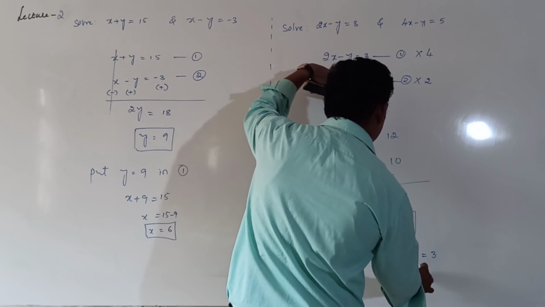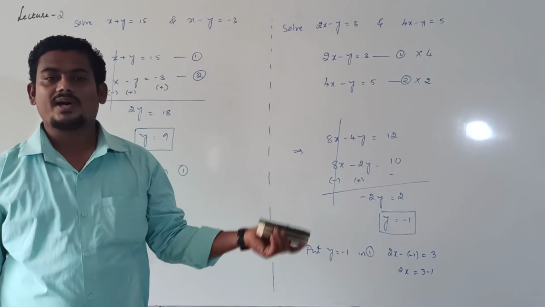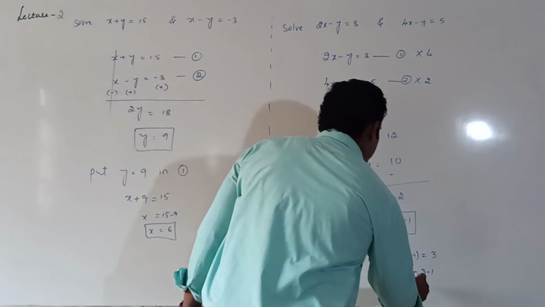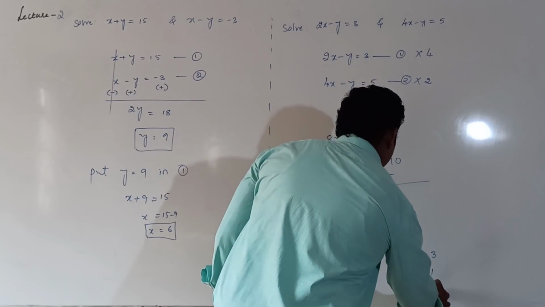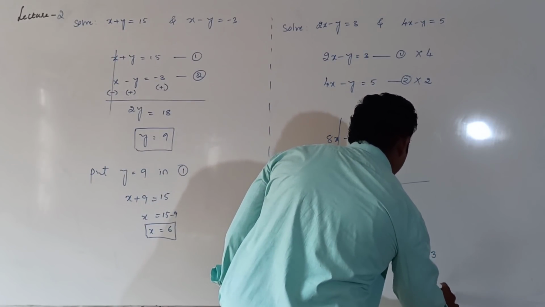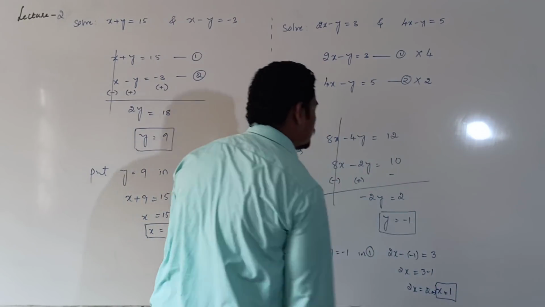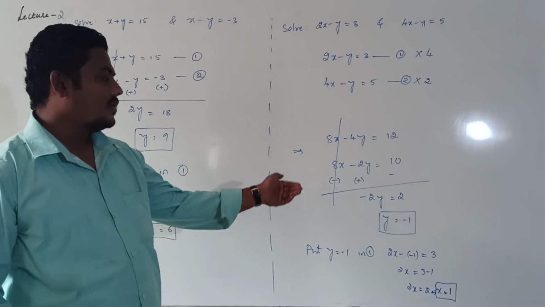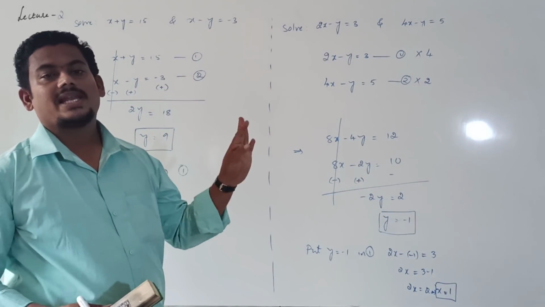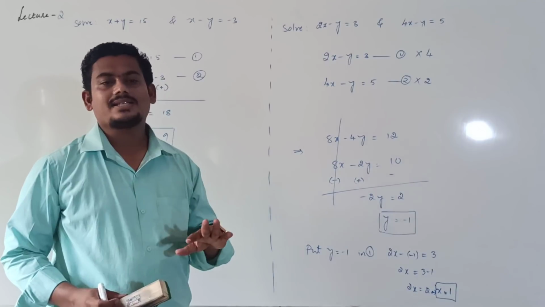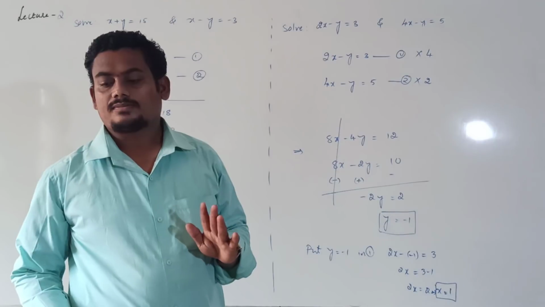Now 2x equal to 3 minus 1. Why? Because minus into minus is plus; send it to the RHS, then it will be minus. Then 2x equal to 2, so x equal to 1. X value 1, y value minus 1, by the method of equalizing coefficients, or it is also known as the elimination method.